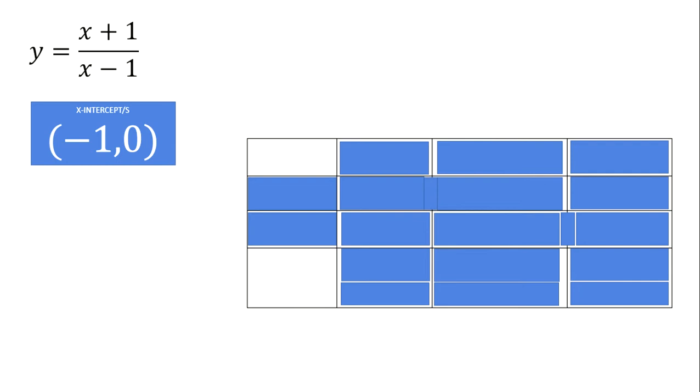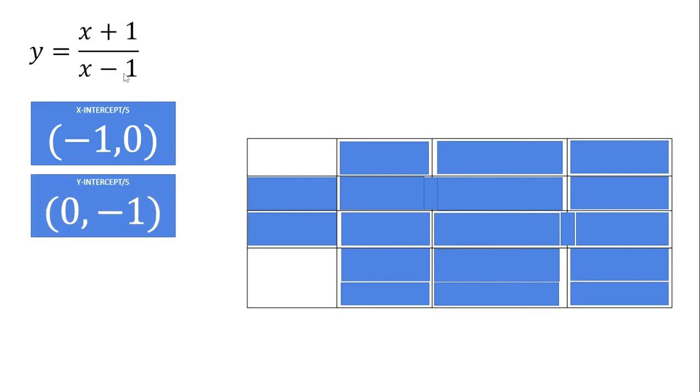Okay, so negative 1 comma 0 is our x-intercept. And then for the y-intercept, we let x be equal to 0. Okay, so 0 plus 1 over 0 minus 1, that is negative 1. So the y-intercept here is 0 comma negative 1. And the next one is the vertical asymptote and the horizontal asymptote.